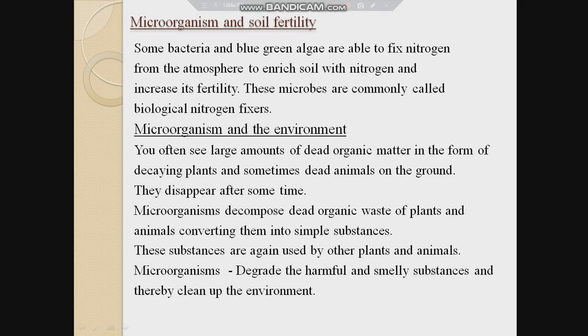Microorganisms and environment. Microorganisms also play an important role in cleaning the environment. Microbes such as bacteria, fungi and protozoa help by decomposing the tissues of dead organisms to get their food. Without bacteria, piles of dead organisms would cover the earth.